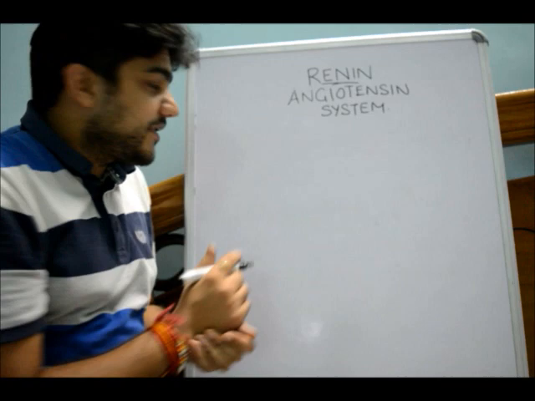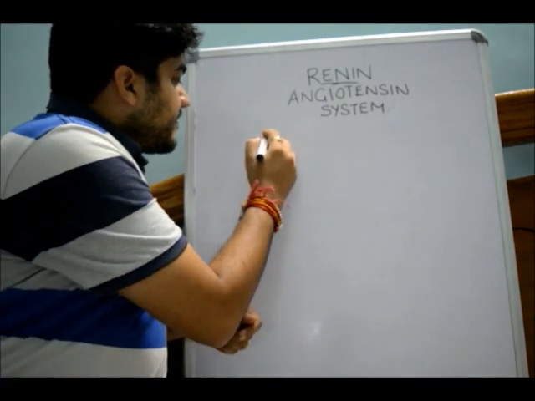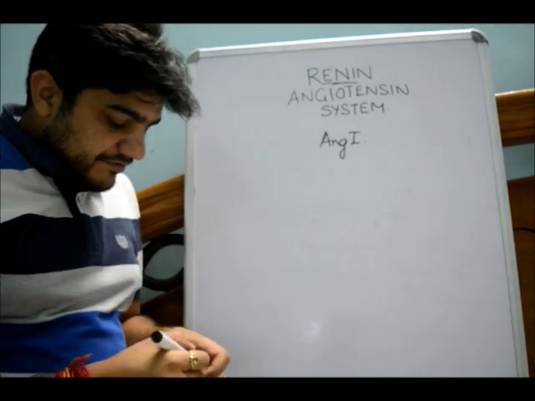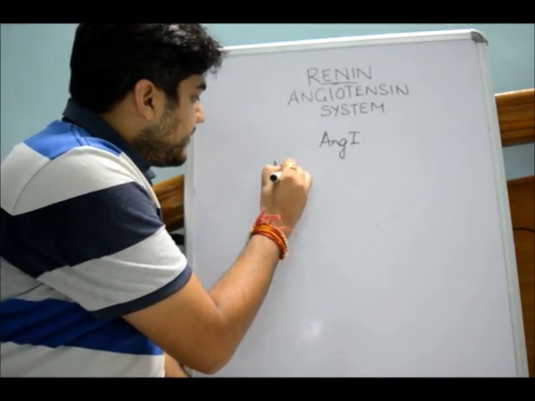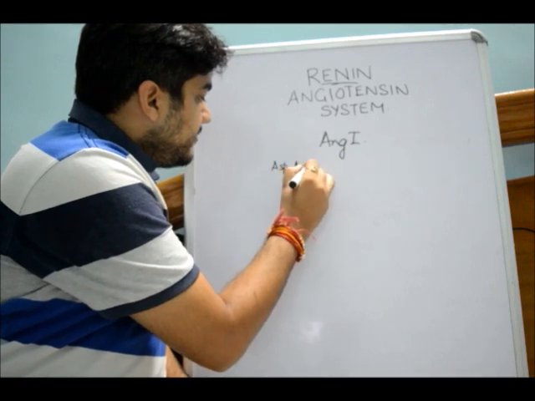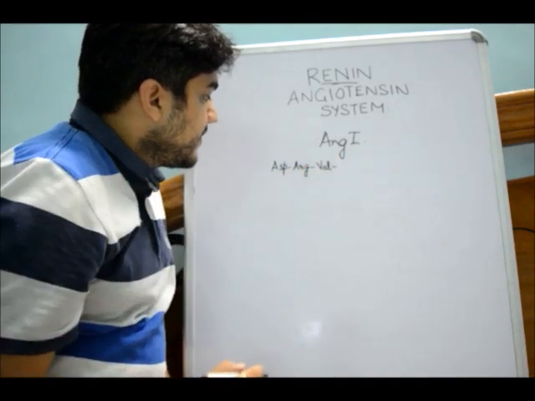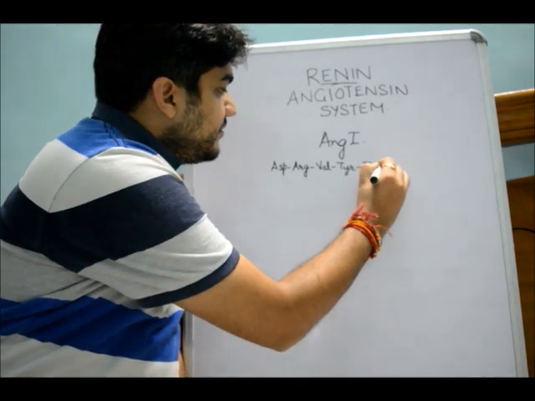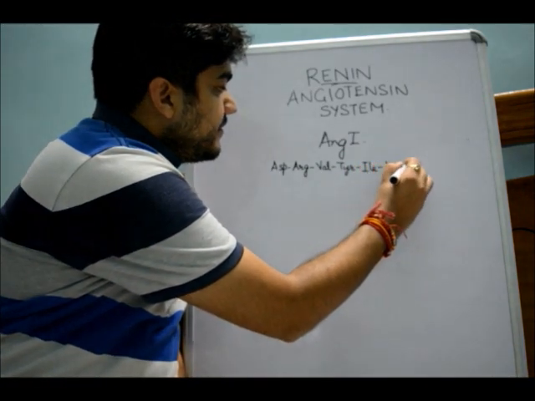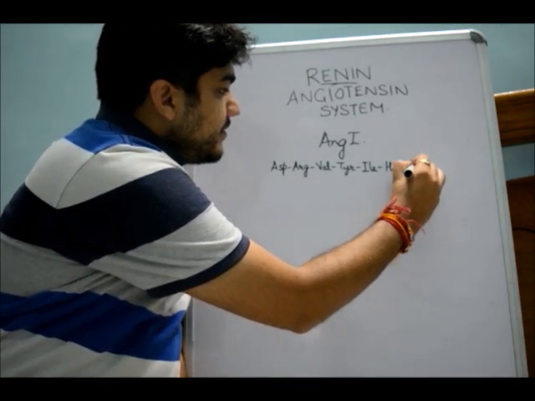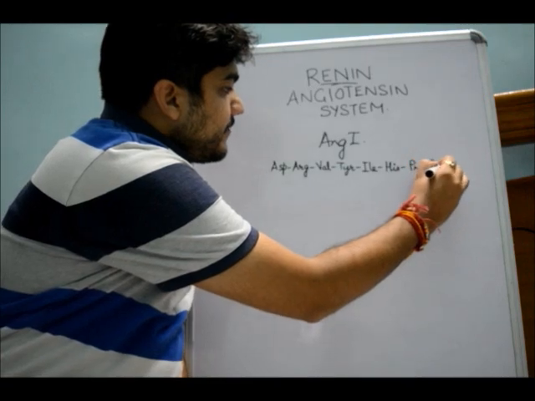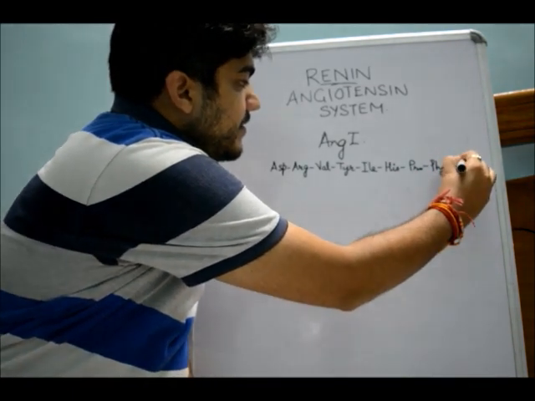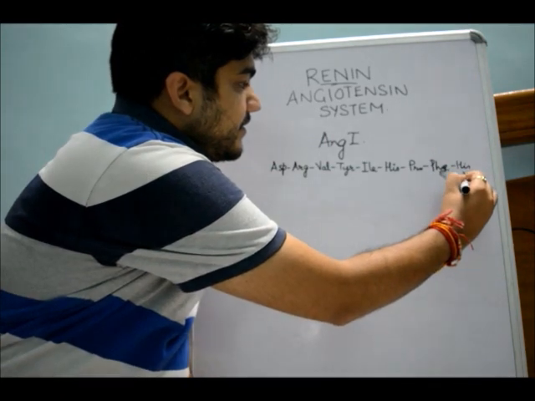Now I will start with the rest of the story, and that is angiotensin 1. It is a decapeptide, and its sequence is: aspartate, arginine, valine, tyrosine, isoleucine, histidine, proline, phenylalanine, histidine, and leucine.